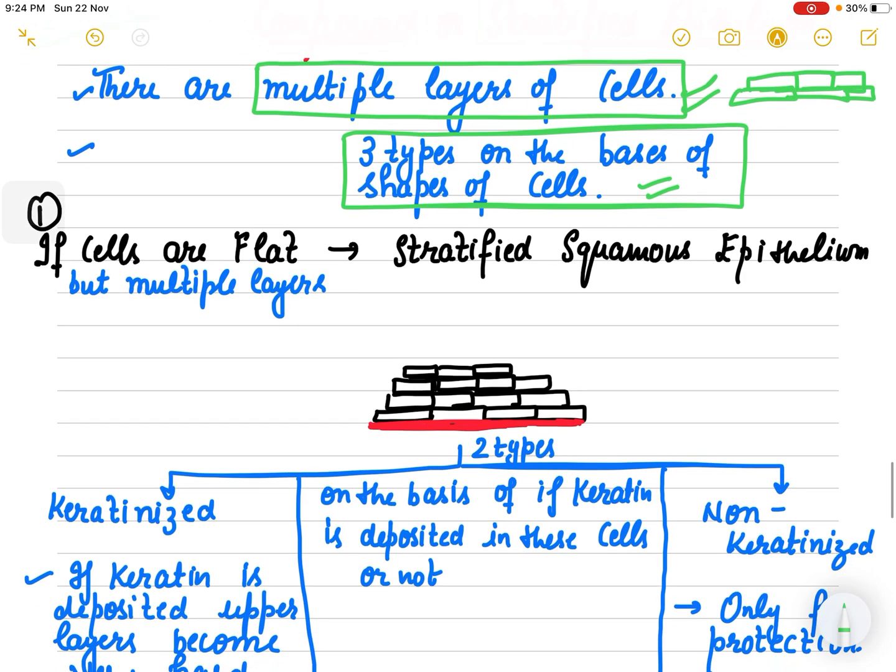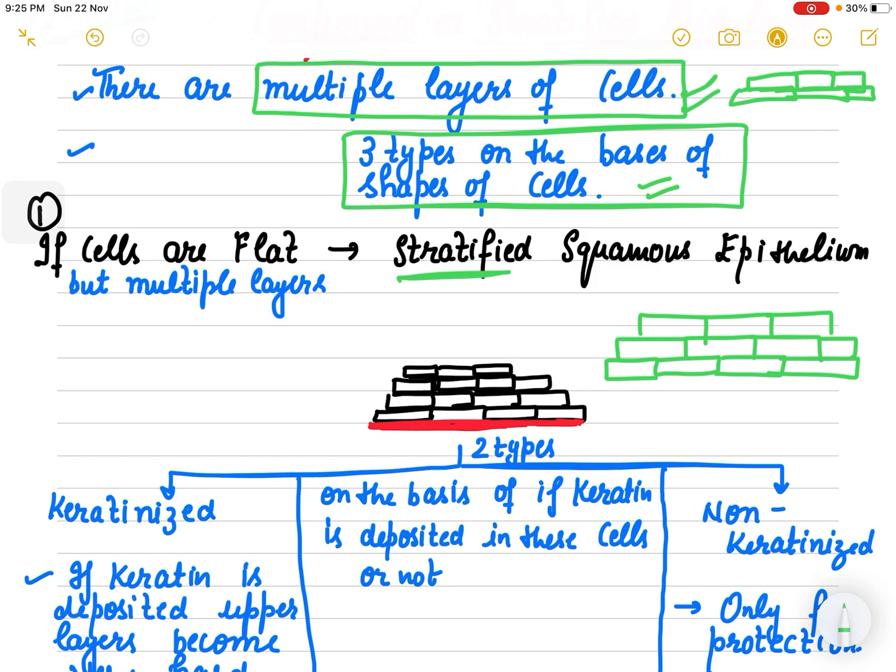The compound or stratified epithelium is of 3 types, depending on the shape of the cells. If cells are flat, we are not going to call them simple, because now the layers are many, so we are going to call them stratified squamous epithelium. Cells are flat, so we call them squamous. But why stratified? Because they are now multiple layers.